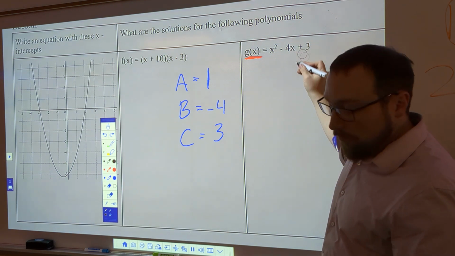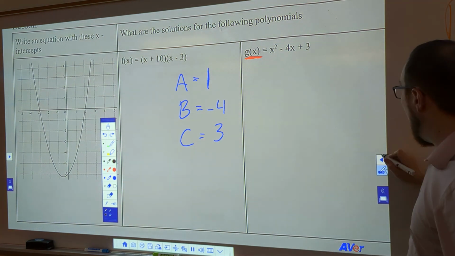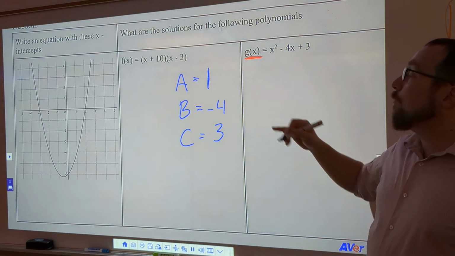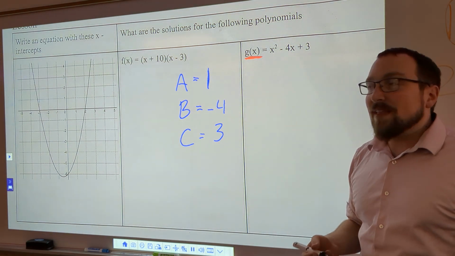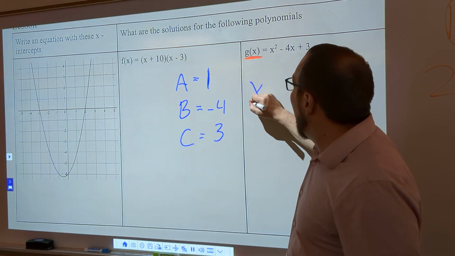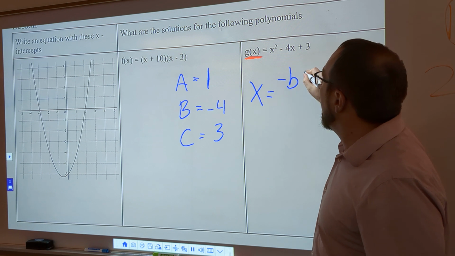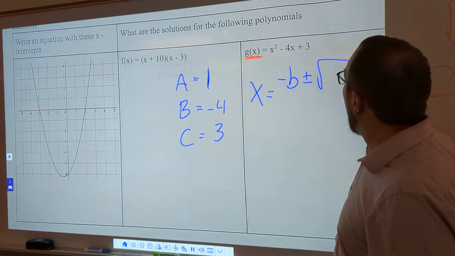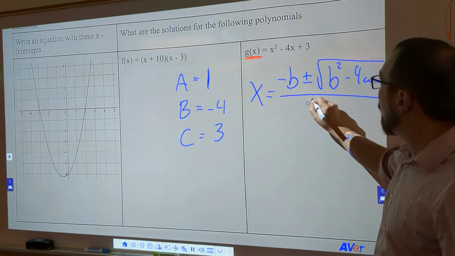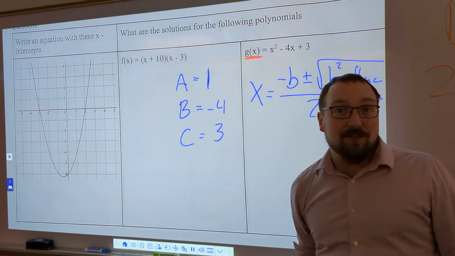All right, so from here, what we're going to end up doing is close that up. We're going to write out the quadratic equation. You guys have heard me sing it a million times, but you're going to hear it again. X equals the opposite of B plus or minus the square root of B squared minus 4AC all over 2 times A. Solve, solve, solve.